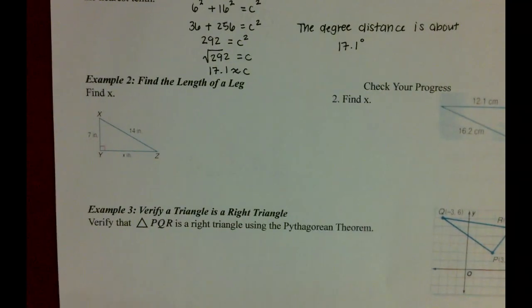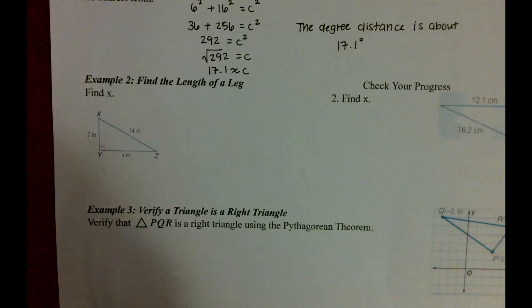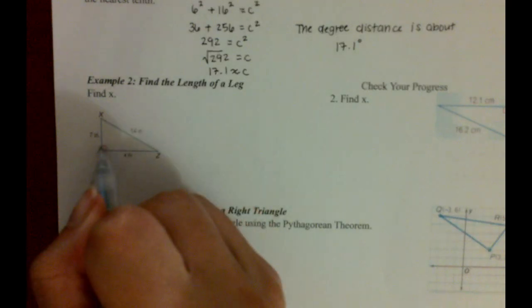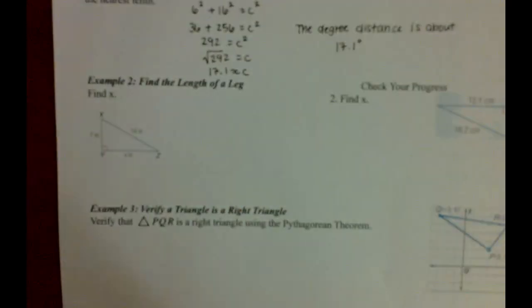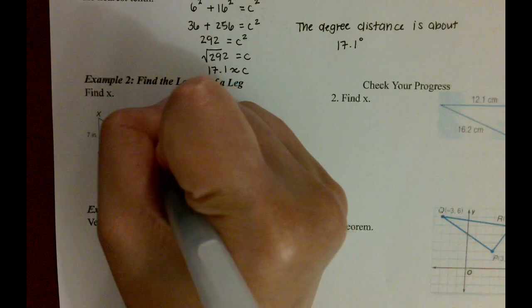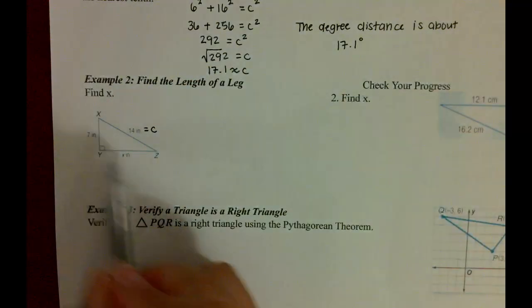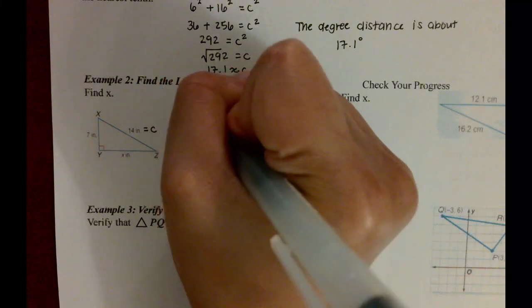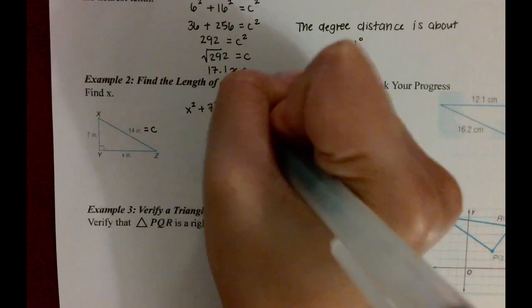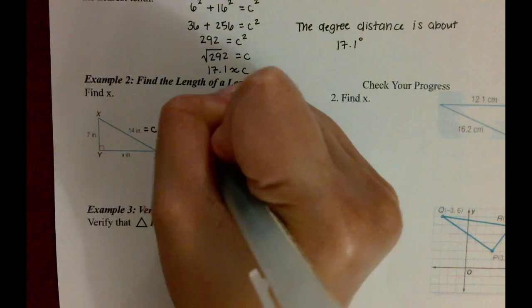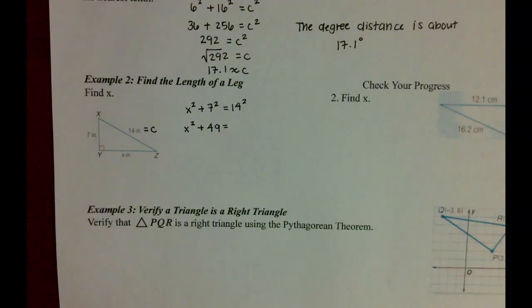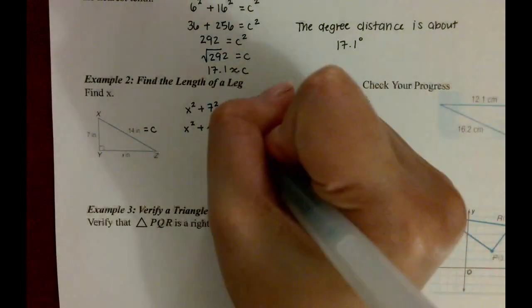Here we want to find x. X is one of our legs. This is our hypotenuse, 14, because it's across from the 90-degree angle, so this has to be C. Whichever one is A or B does not matter. So I'm going to write x squared plus 7 squared equals 14 squared. 7 squared is 49, and 14 squared is 196.